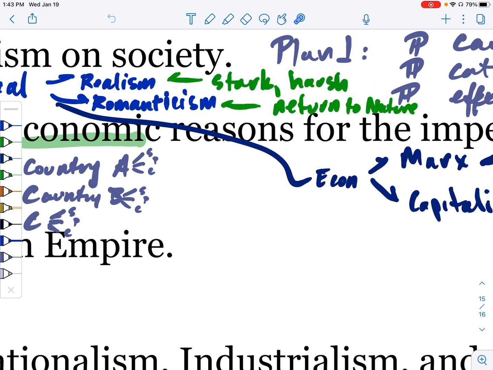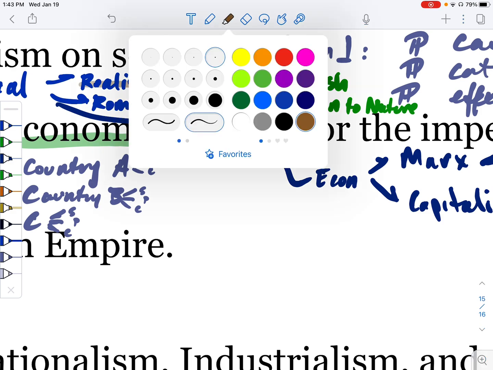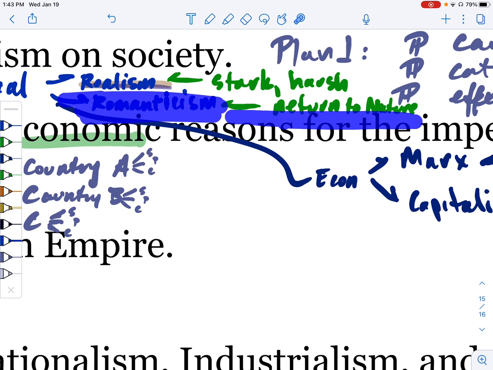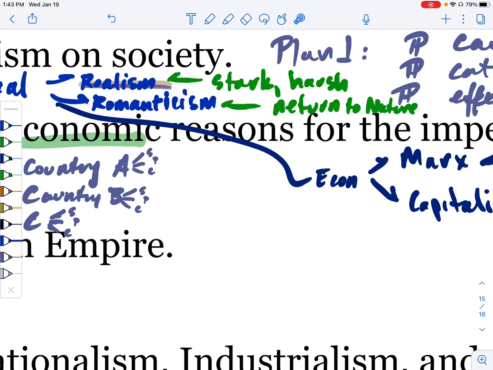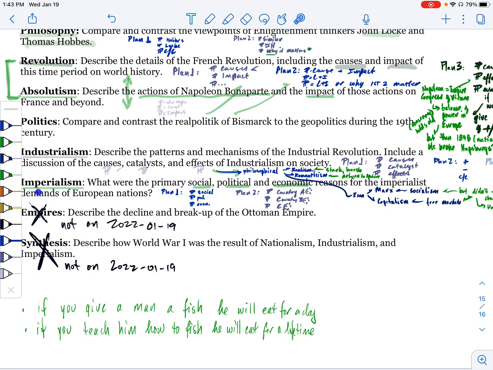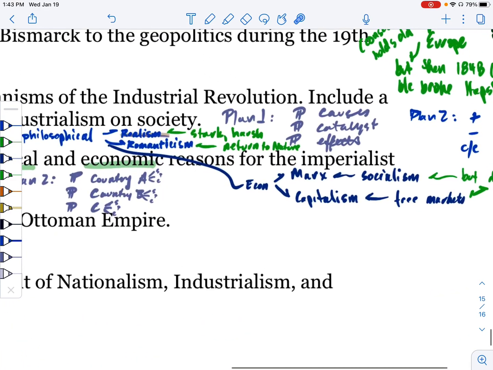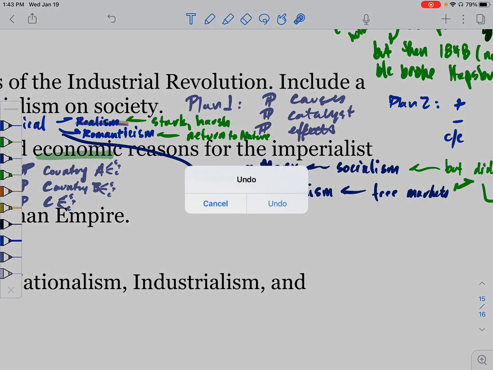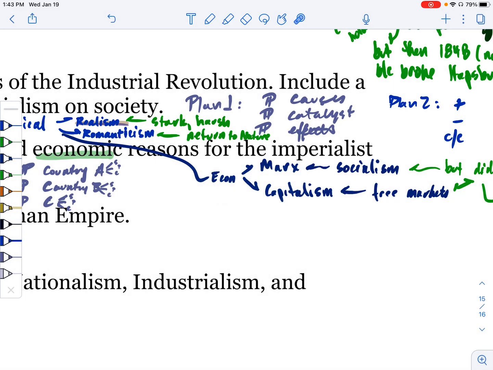That will actually play out more when we get to World War One, right? But Romanticism being an important artistic movement, a return to nature and the natural order. Again, it's also a reaction to industrialism, right? Or excuse me, imperialism as well, right? So, what are some of the philosophical and economic responses, right?